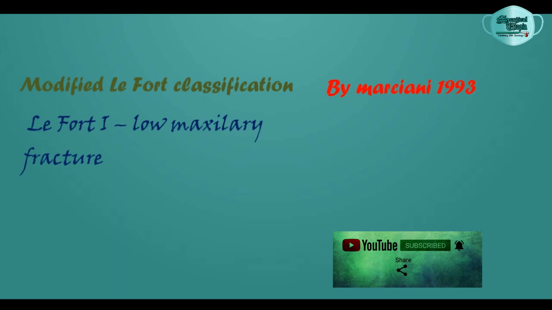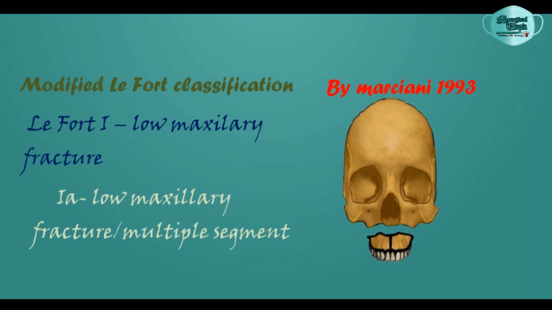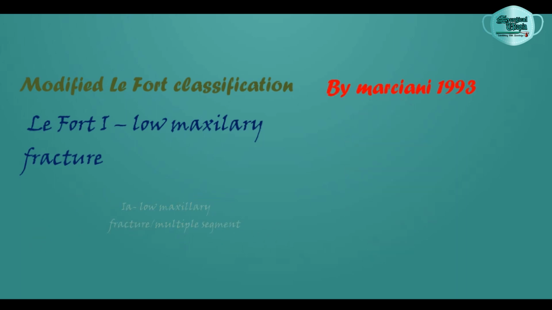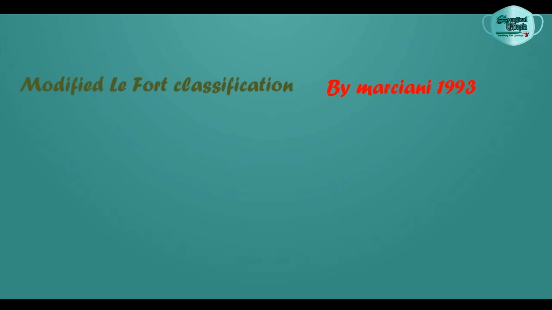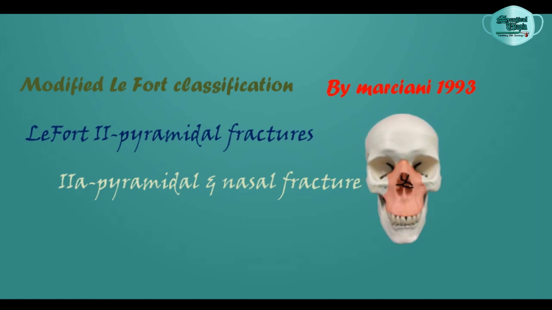It is a low maxillary fracture, and it is divided further into Le Fort 1A type. So Le Fort 1A type is a low maxillary fracture with multiple segments of the fracture. Then coming to Le Fort 2 fracture, this is a pyramidal fracture, and it is further divided into two types. 2A, which is a pyramidal fracture including the nasal fracture. So you see in this picture, it shows the pyramidal fracture involving the nasal fracture.